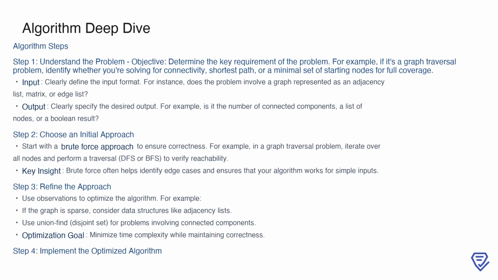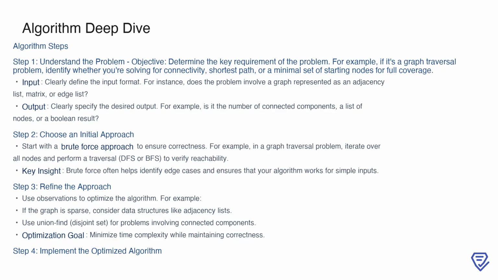To dive into the algorithm, the first step is to truly understand the problem. Our objective is to determine the key requirement of the problem. For instance, if we're dealing with a graph traversal problem, we need to clarify whether we're solving for connectivity, finding the shortest path, or identifying the minimal set of starting nodes to cover all nodes. Next, it's crucial to define the input format. Is the graph given as an adjacency list, matrix, or an edge list? This impacts how we process the data. Similarly, we need to specify the desired output. Are we returning the number of connected components, a list of nodes, or simply a Boolean result?